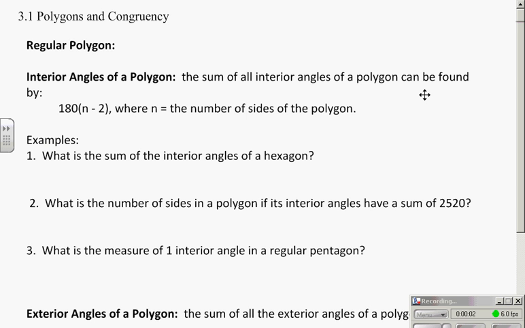Okay, we're going to start the lesson on polygons and congruency. Congruency is basically a fancy word for a copy. It's exact same size, exact same everything. But first we're going to do some polygon information.